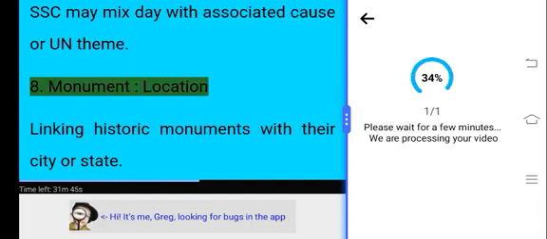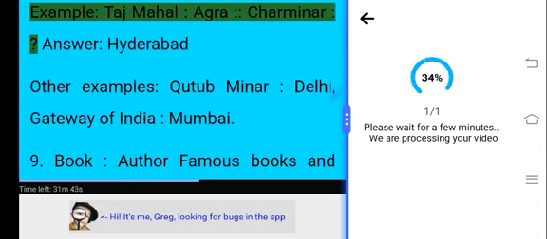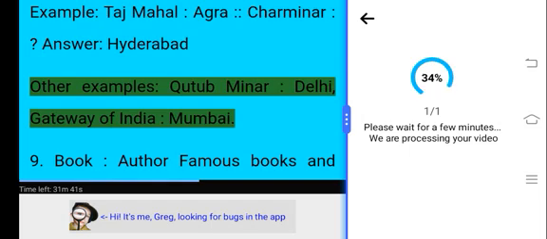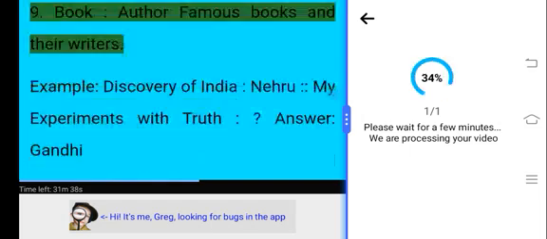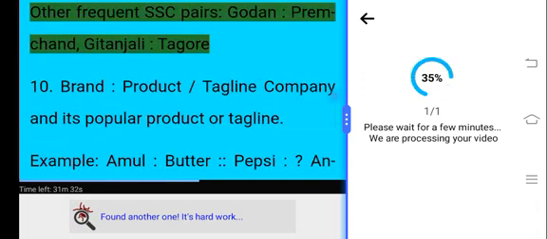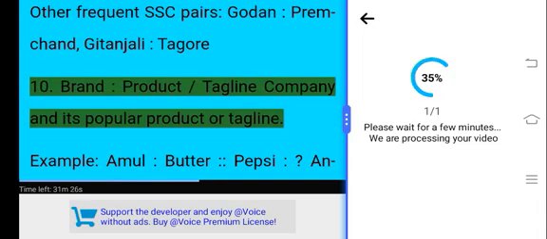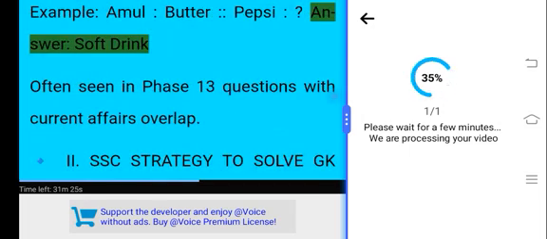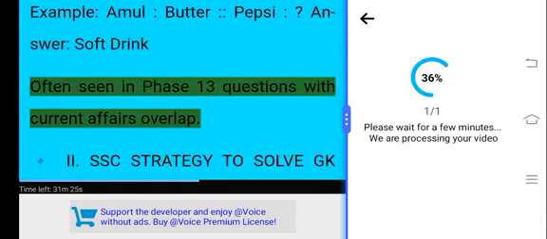8. Monument, location. Linking historic monuments with their city or state. Example: Taj Mahal, Agra, Charminar. Answer: Hyderabad. Other examples: Qutub Minar, Delhi; Gateway of India, Mumbai. 9. Book, author. Famous books and their writers. Example: Discovery of India, Nehru, My Experiments with Truth. Answer: Gandhi. Other frequent SSC pairs: Godan, Premchand; Gitanjali, Tagore. 10. Brand, product or tagline. A company and its popular product or tagline. Example: Amul, butter, Pepsi. Answer: soft drink. Often seen in Phase 13 questions with current affairs overlap.